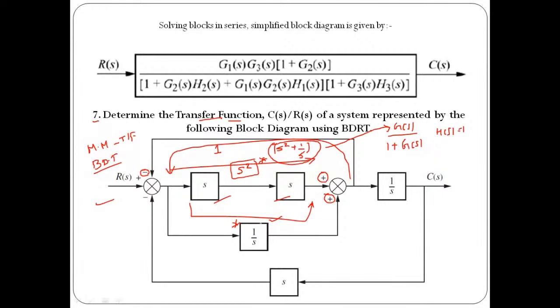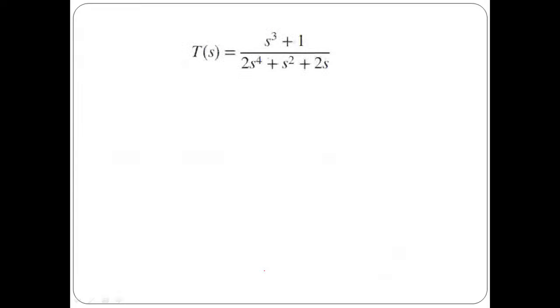That block will be in series with this particular block of gain 1 by s. So straight away we need to multiply that, and that will be in elimination of feedback loop with respect to this particular block of gain exactly equal to s. So if you apply that logic, you will get the final answer like this.